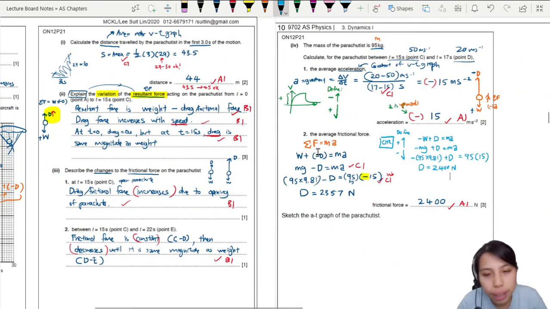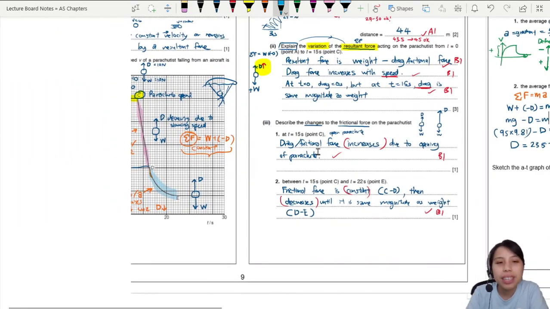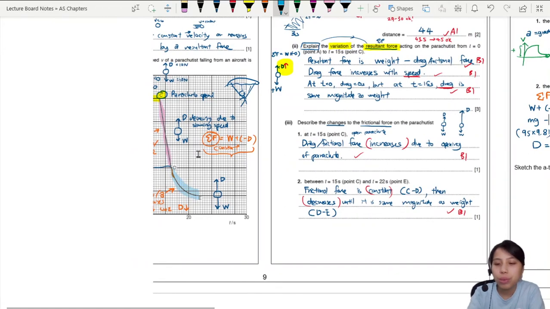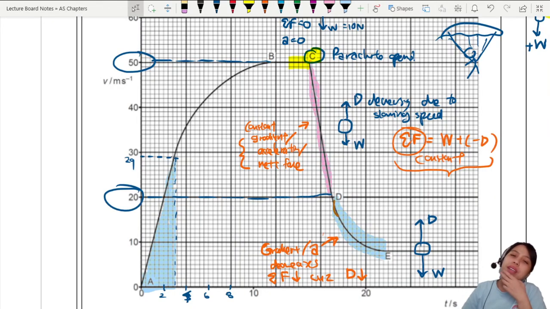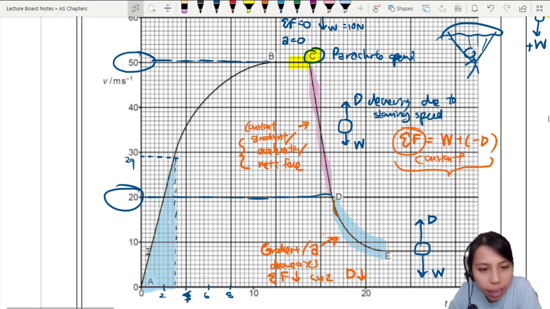Now this last part: sketch the acceleration-time graph of the parachutist. It's more of a little activity. If we stare at this velocity graph, it's kind of chopped off. Now let's see how to think of acceleration. We already wrote a few things about acceleration. Let's start from the beginning again. So acceleration is gradient. At the beginning, for this particular terminal velocity graph, it looks like a straight line, and so the acceleration is actually constant.